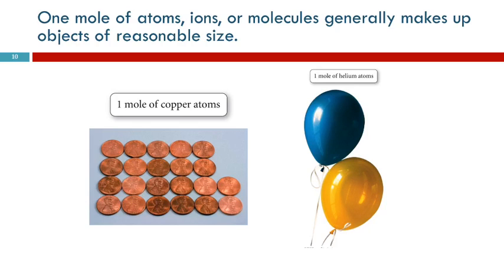Why is it that number? Well, it was chosen to make things simpler and to be a reasonable quantity of stuff. So this is a mole of copper atoms. You could hold those pennies in your hand. It's big enough that you can see it and do something with it, but it's not so huge that you can't carry it around the lab. So a mole is a useful number of atoms. It's a reasonable quantity. 2 helium balloons is about a mole of helium atoms. So a mole of a substance is a useful amount of it. Reasonable size.